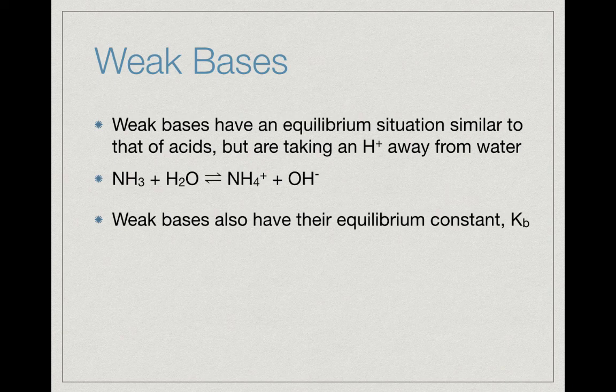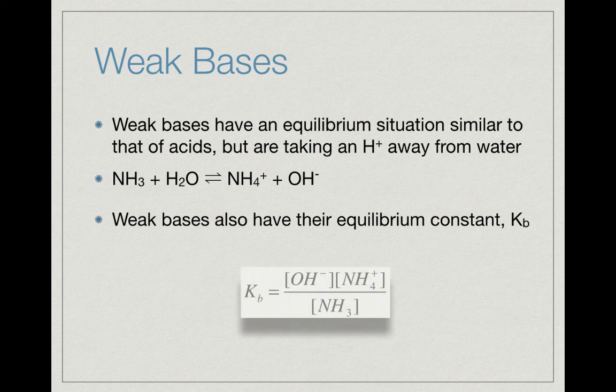And weak bases also have an equilibrium constant. We call it Kb because it does indicate that a base is taking an H plus away from water, so it's a very special type of reaction, just like the Ka. So we have that base ionization constant. It's still products over reactants. It is still an equilibrium constant expression. The only reason it has its own little letter there is to indicate that it's a special situation. So we have concentration of OH times concentration of NH4 plus over concentration of NH3.